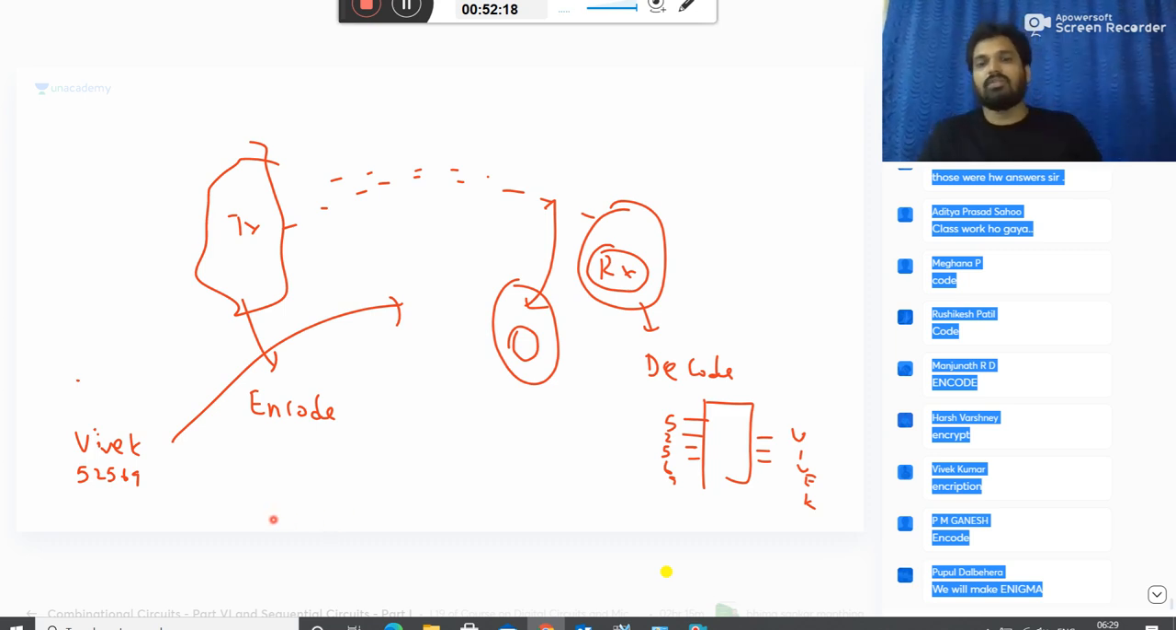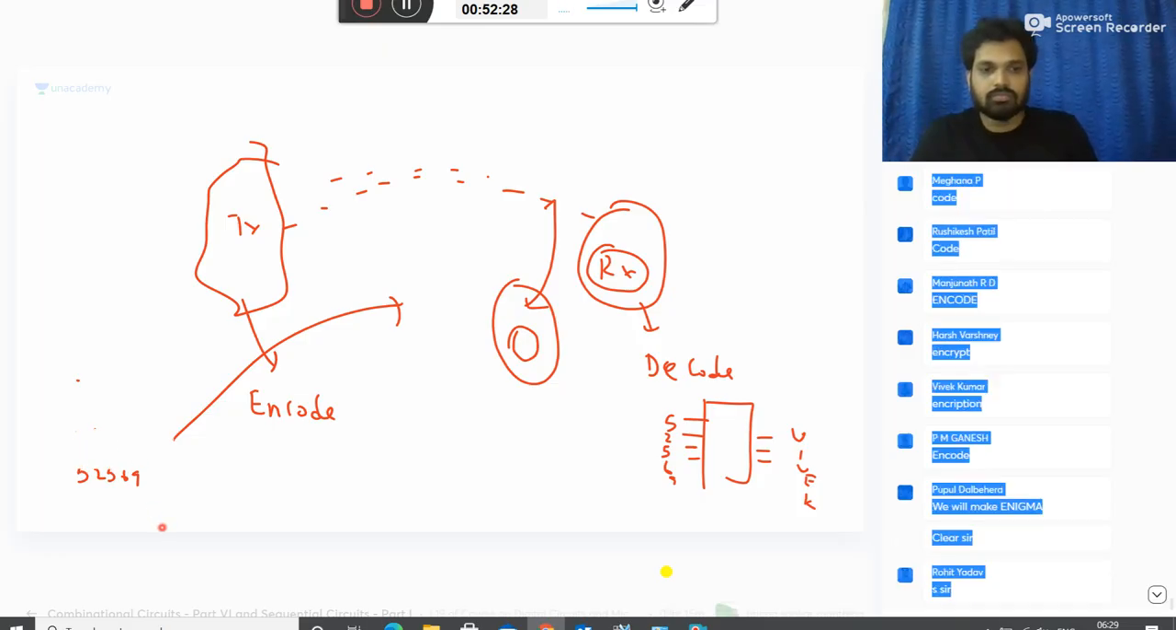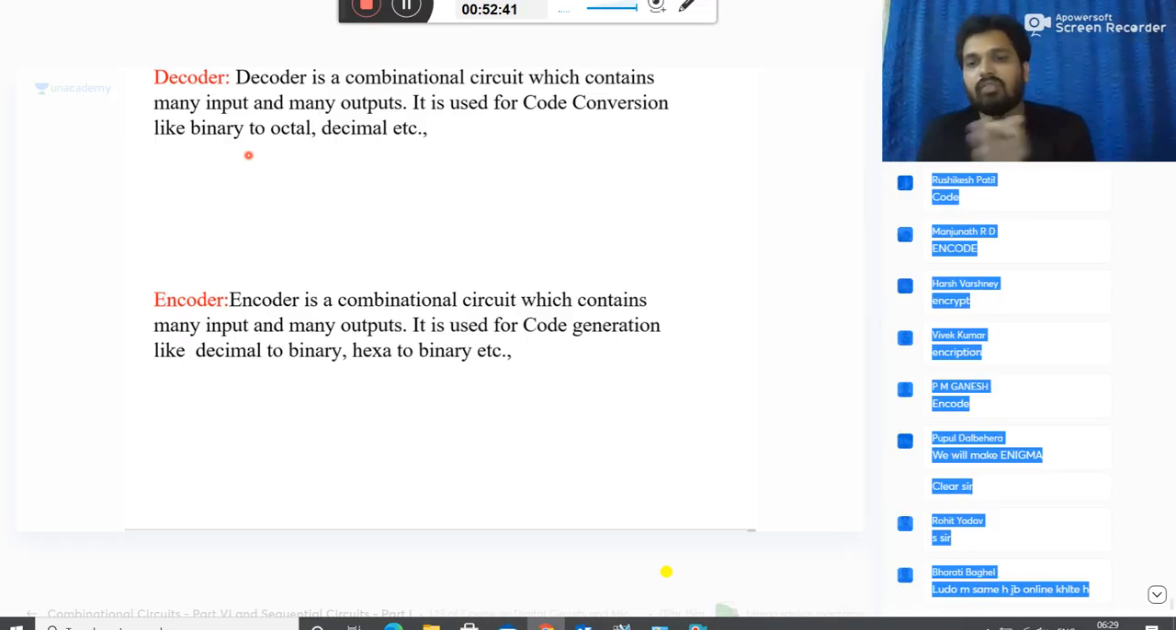Is it clear? If you go to a higher level in computer science, encryption, decryption, network security, everything will come into the picture. So here, what we are discussing in our digital part is the simple binary encoder and binary decoder. You may give the binary input or the decimal input. It may convert from one form to another form.